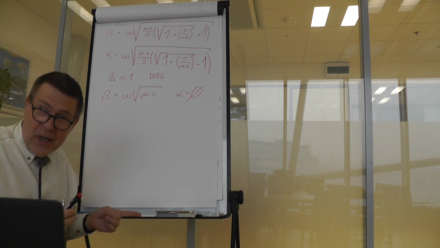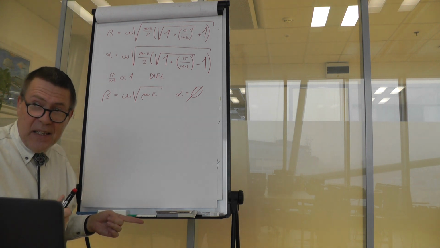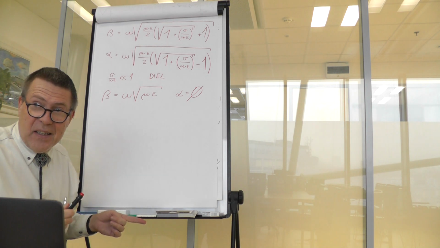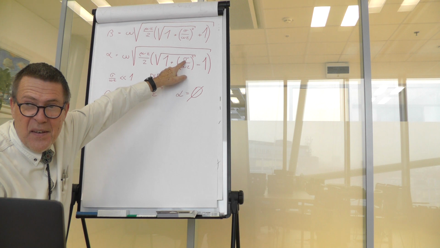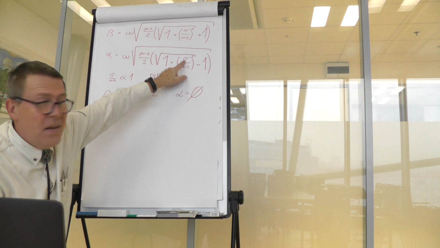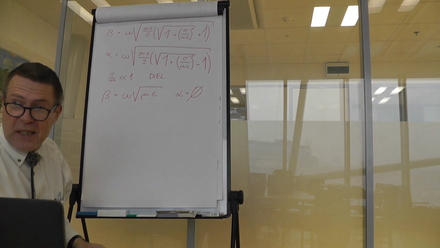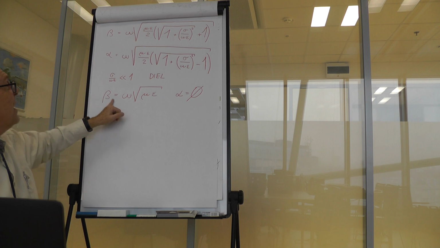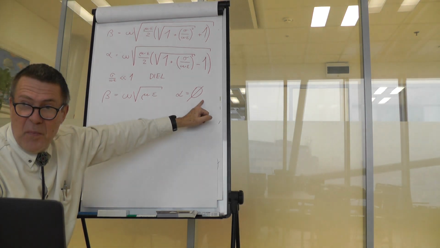And our conclusion is, whenever we can neglect conductivity, we get 0 damping and the wave propagates without damping. So for dielectrics, we've got beta equivalent to this equation and alpha is 0.